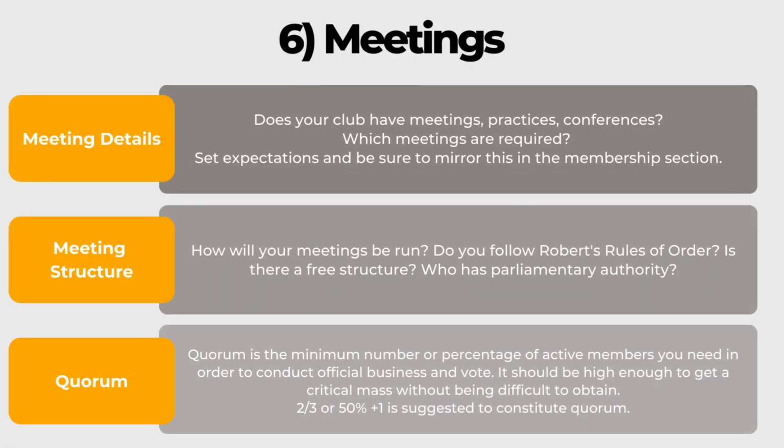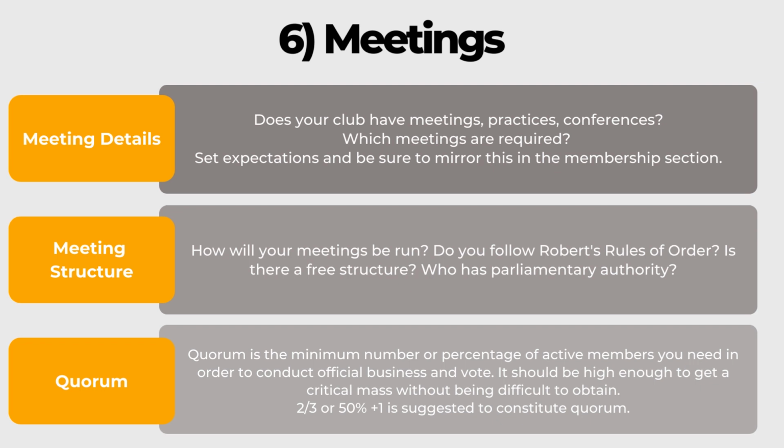In the next article, you want to discuss meetings and include sections on meeting details, meeting structure, and quorum. For meeting details, does your club have meetings, practices, conferences, which are required, and you want to set expectations and be sure to mirror those in the member. For the meeting structure, do you follow a set structure like Robert's Rules of Order, or do you have a free structure? How are your meetings run, and who has parliamentary authority?